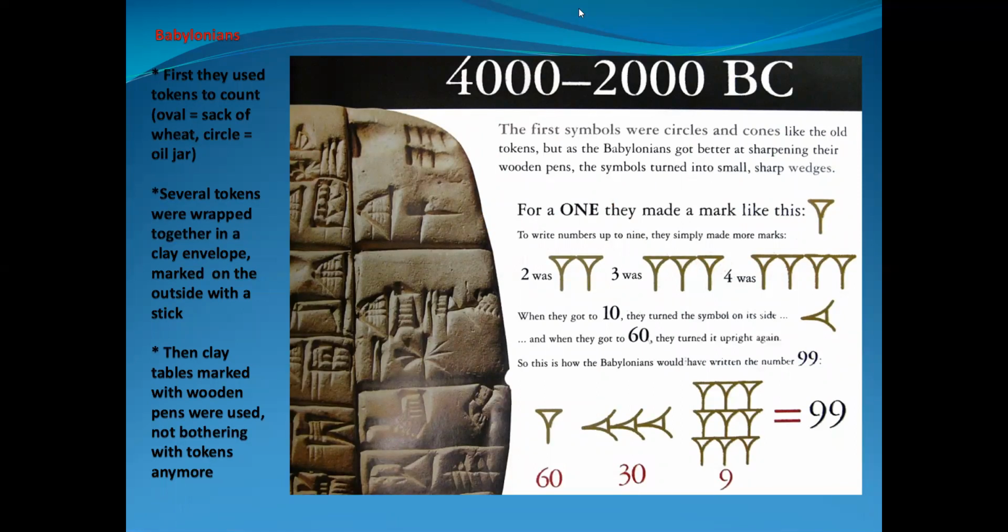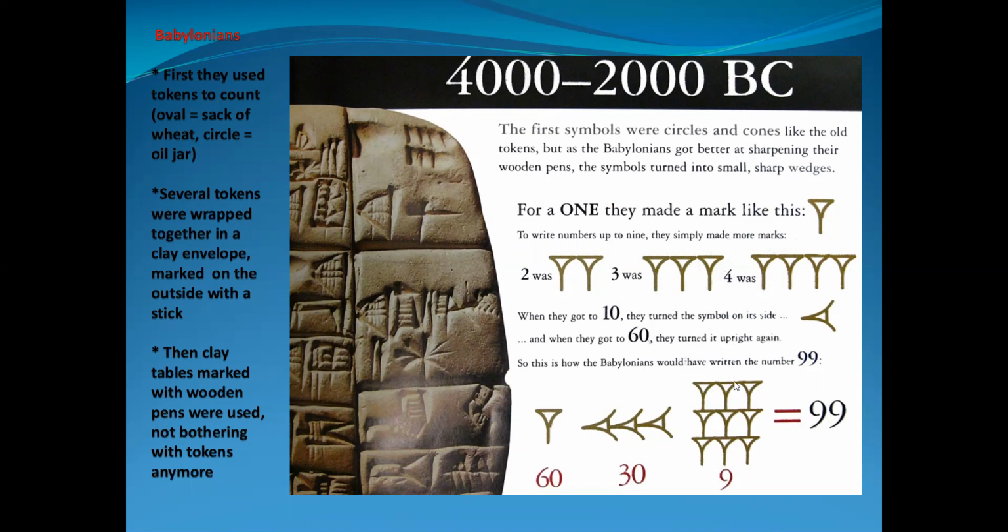For writing, they use this symbol. For 1, this is the symbol. So 1 to 9 means 9 of this. In case we have 10, it will be on its side, so this will be the symbol. For 10, 20, 30, 40, 50, the number of these will determine how many 10s we have. But in case we have 60, it will go back to this symbol.